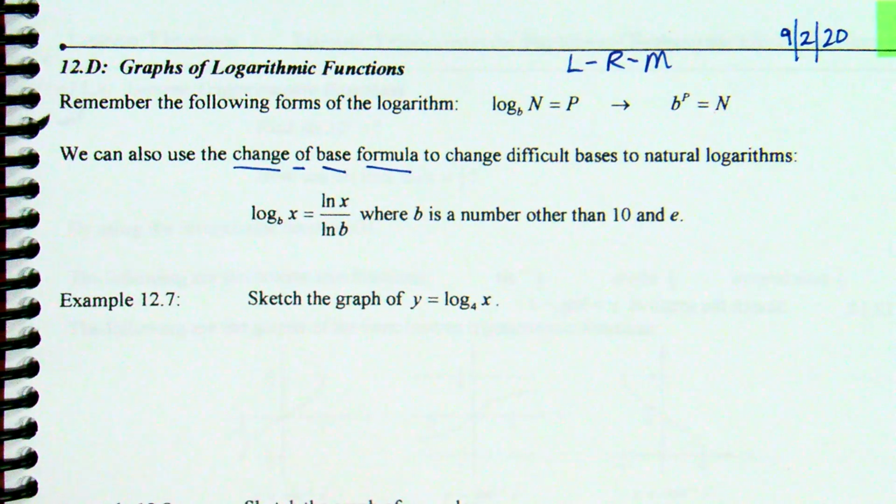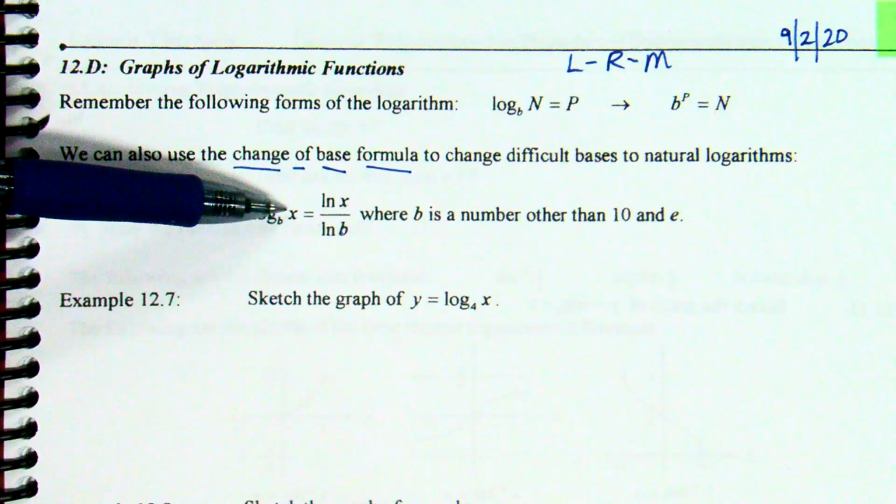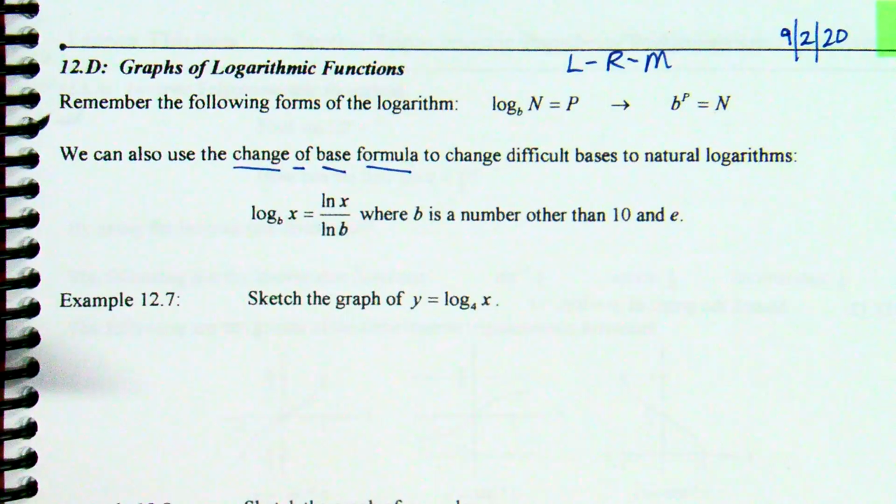Change of base formula. Okay. Change of base formula to change difficult bases to natural logs or the common log, log base 10. But the idea is if you have log base b of x, you can rewrite it. You can either use log base 10 or natural log of x divided by log of b. So it's the log of the insides divided by the log of the base. Now, sketch the graph of y equals log base 4 of x.